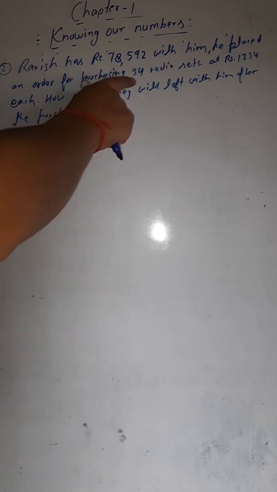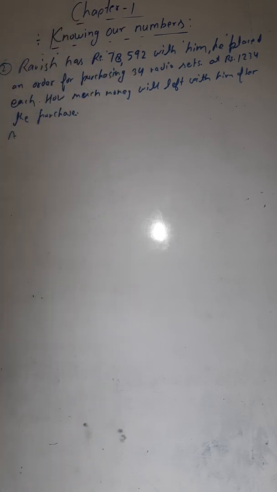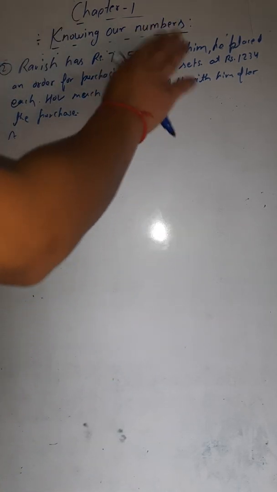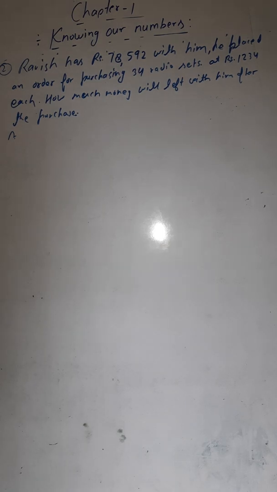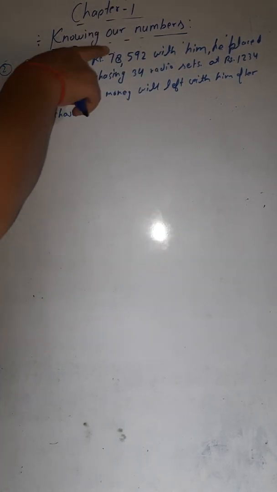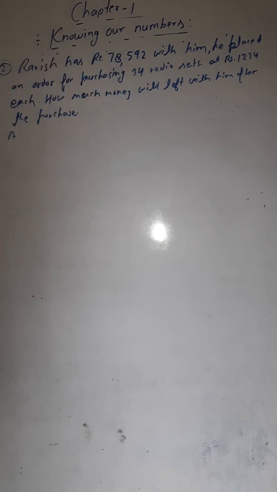So first of all, you will find out the total cost of 34 radio sets. So how much would it come to? That much money he would spend on purchasing the radio sets. Now how much money will be left with him? Whatever answer comes, you will subtract that from 78,592. The method I am writing here.